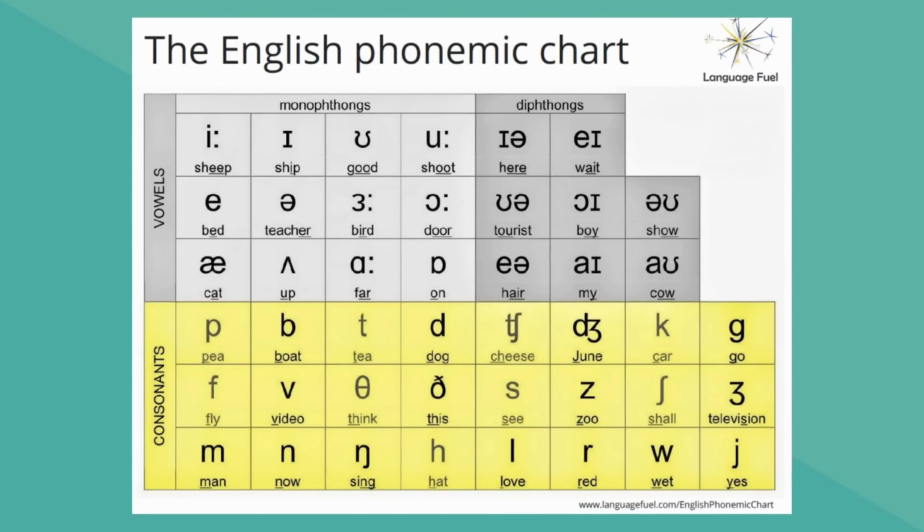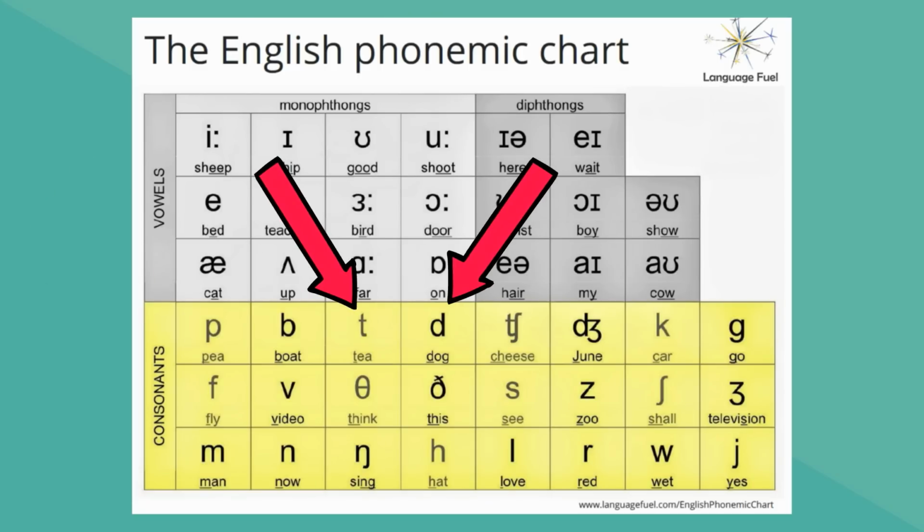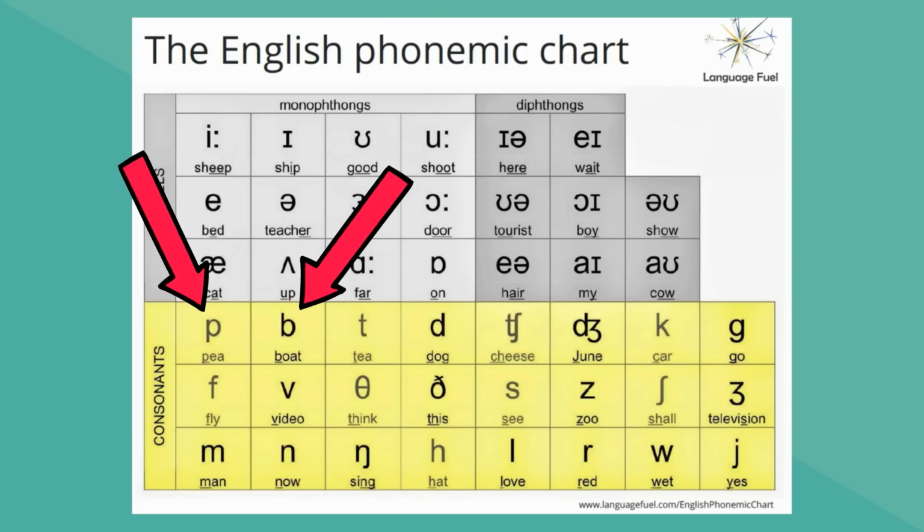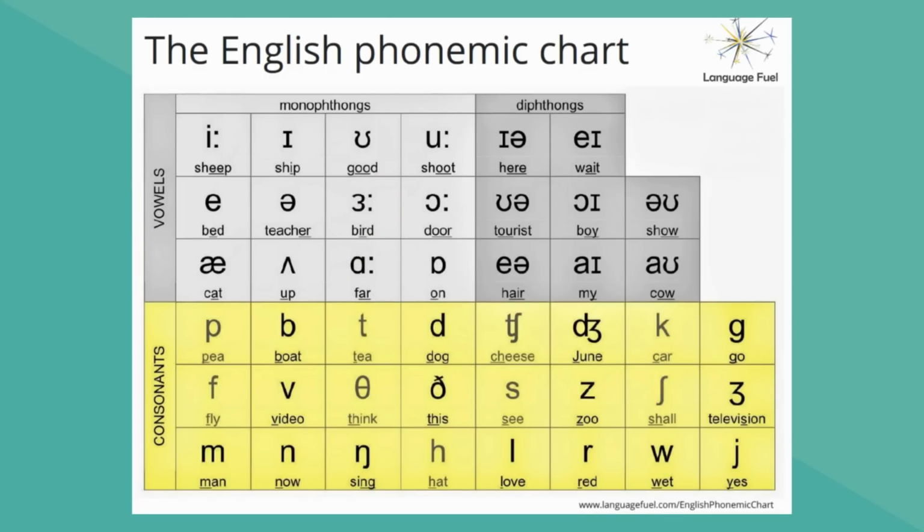The consonants, of course, along the bottom of the chart, are laid out very well. First of all, when there are pairs of sounds that differ only with voicing, we see the voiceless version on the left and the voiced version on the right. You might not be able to see it so clearly on the screen here, but the voiceless version is a slightly lighter color of grey.